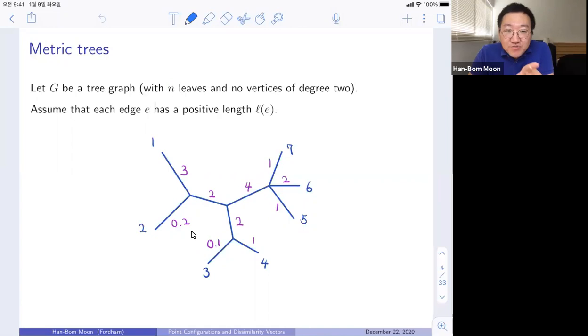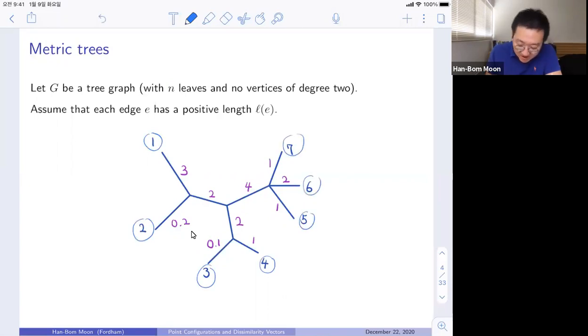And we are going to assume that each edge e has a positive length l(e). So in this picture, you can see that these blue numbers are leaves, and we have purple numbers, which denote the length of each edge. Okay.